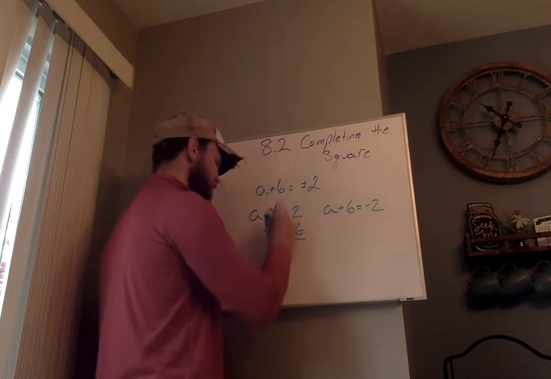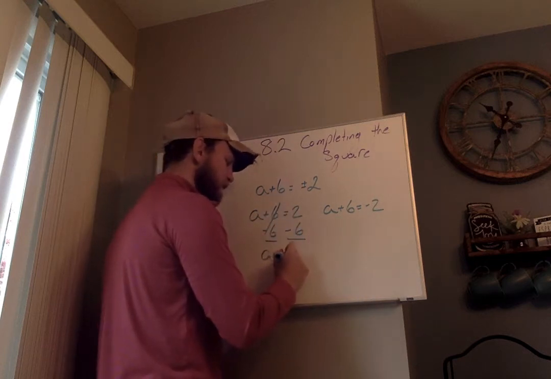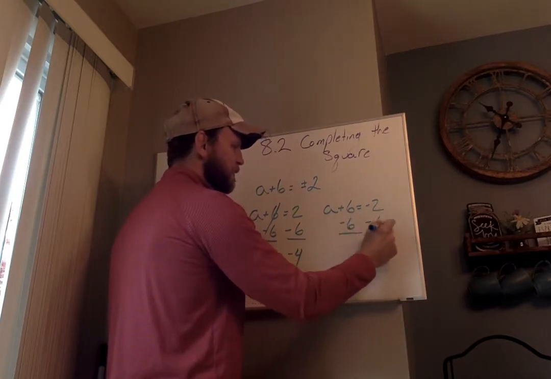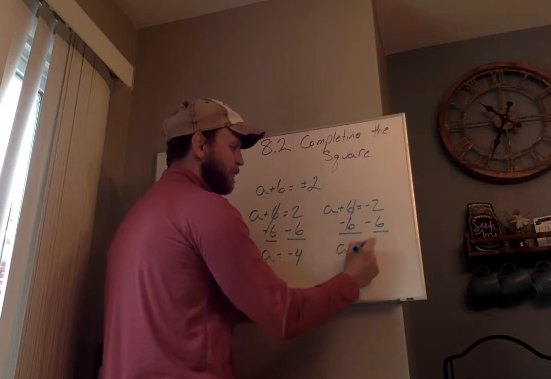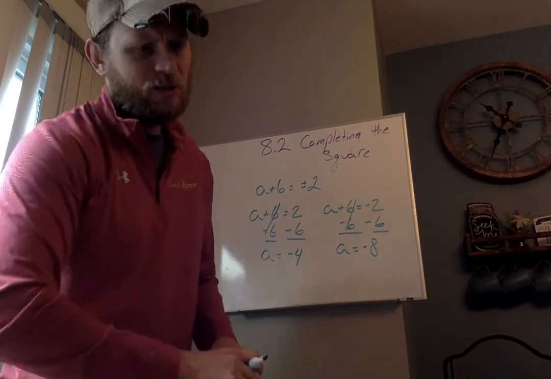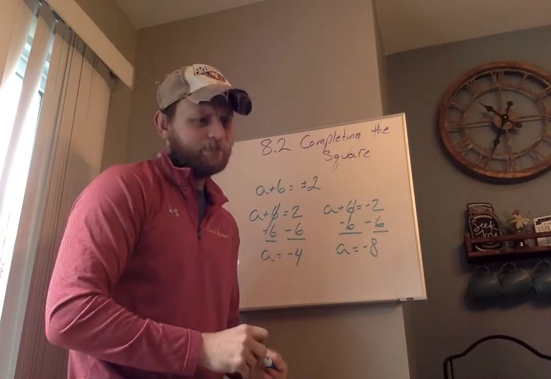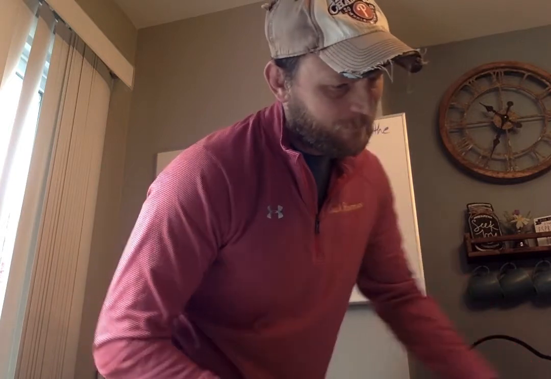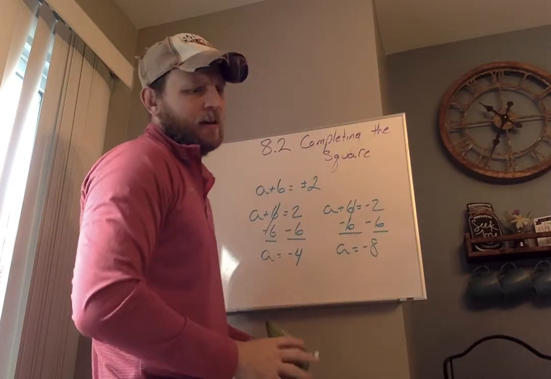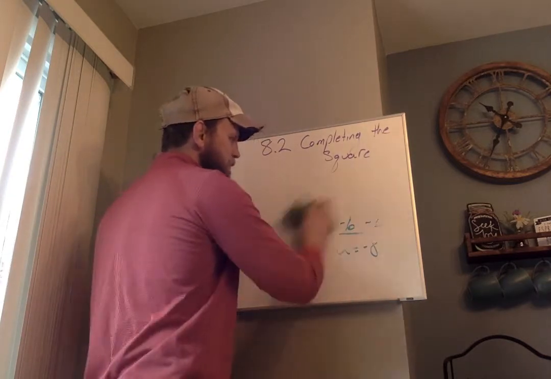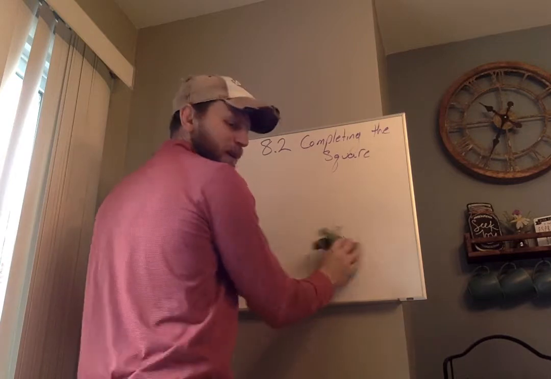Subtract 6. So a equals negative 4. Subtract 6. A equals negative 8. So there we go. That's how you do that, completing the square. All right, I have two more for you, and then we'll kind of move on. I just want to show you how to do some of the other problems here.